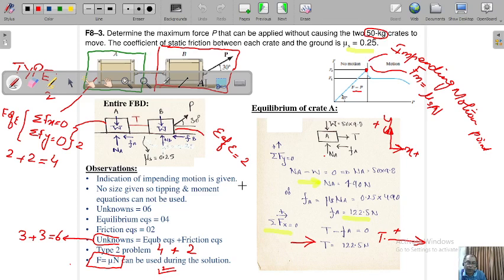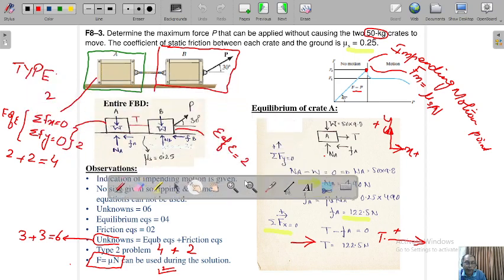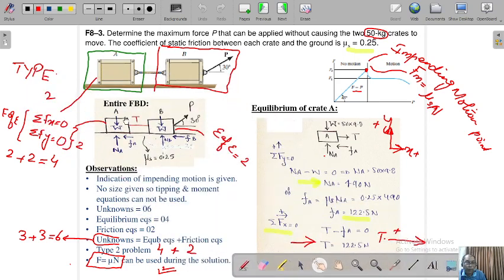So I hope you understand this type 2 problem. These type 2 problems are a bit trickier than your type 1 problems. So thank you very much.